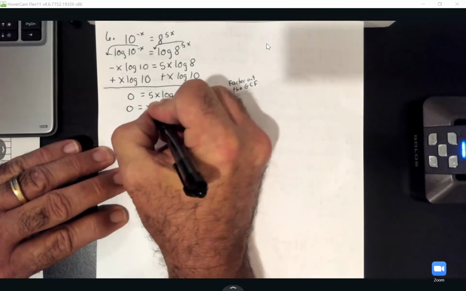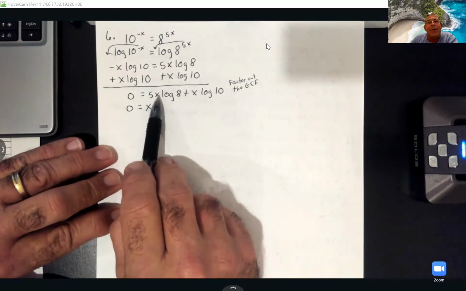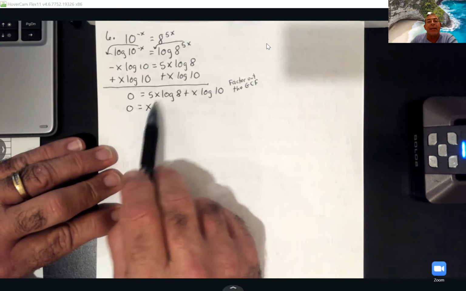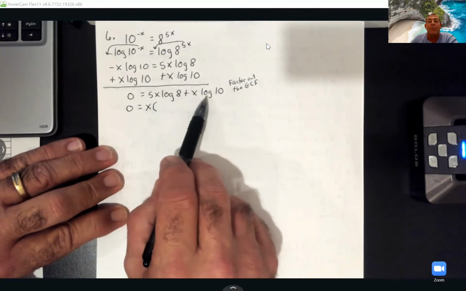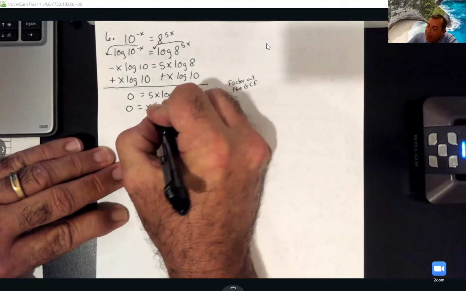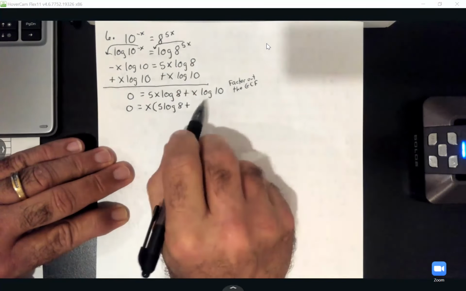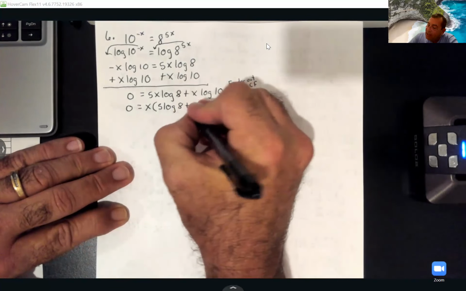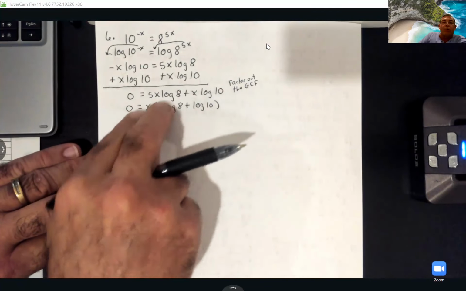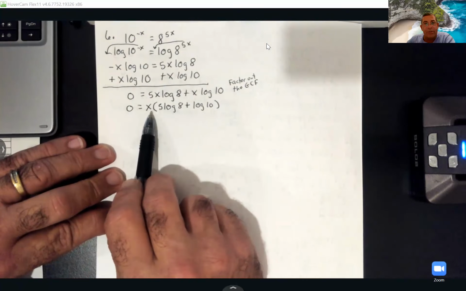Remember, they got x's, and the only way I can turn these two x's into one x is to factor them out as a GCF, because nothing else is like terms. So if you factor out the x, you get a 5 log 8 in the parentheses, plus, you factor out this x, you get a log 10. All I did was pull out that x. But now I got one x, which I can now solve for.